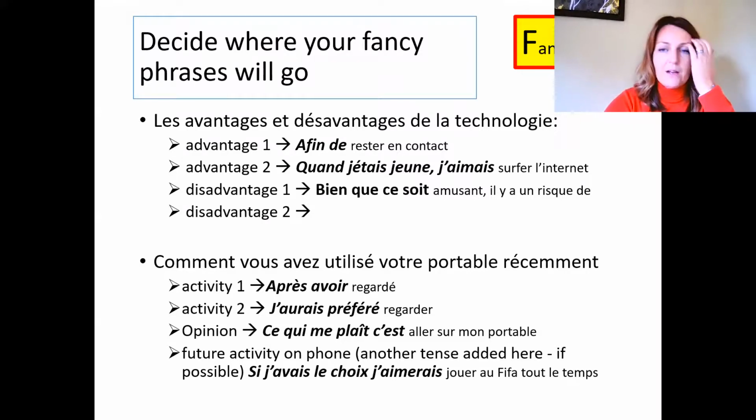J'aurais préféré regarder un film d'horreur, mais ma mère est très stricte, or something. I would have preferred to watch a horror film rather than Shrek, but my mom is really strict. You could put something like that. And then your opinion, ce qui me plaît, c'est, what pleases me is, just a bit more interesting than j'aime. So it's one of those fancy phrases. And then a future tense one, well, si j'avais le choix, j'aimerais, if I had a choice, I would like to play FIFA all the time. So you can see how you could add in those fancy phrases. You don't have to do as many as me. I reckon probably 3 would do it. But I just wanted to show you how I've used a few of them in there.